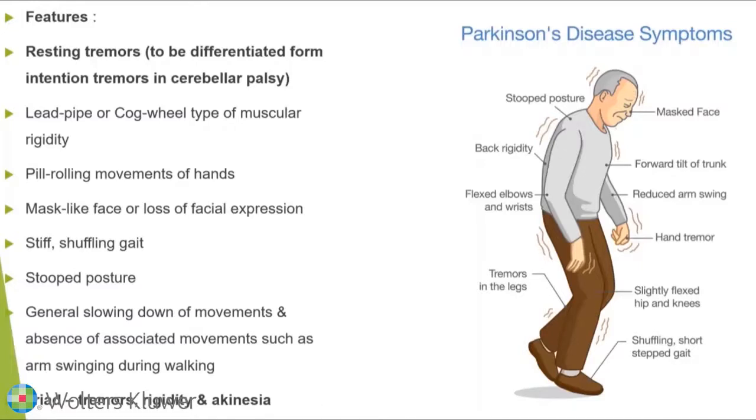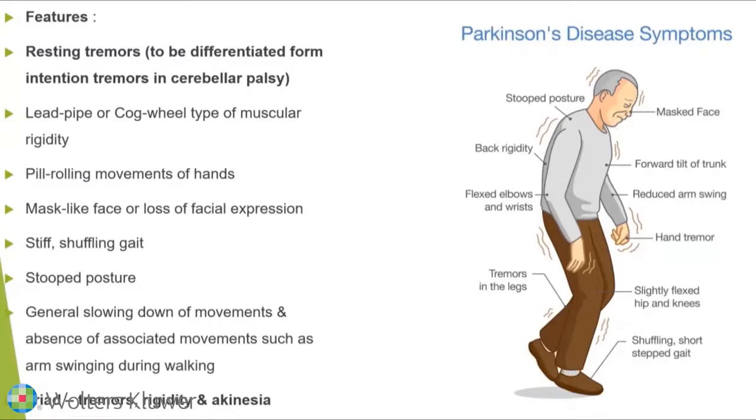The face has no expression. Hence, it is called a mask-like face or loss of facial expression. He has a stiff, shuffling gait, walks very slowly, and after he walks a few steps very slowly, the speed increases and the patient may go and hit against an object and stop. So that is stiff, shuffling gait.